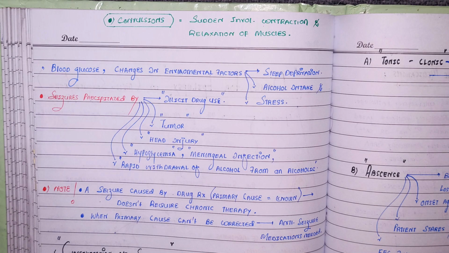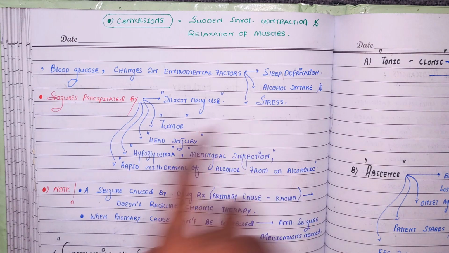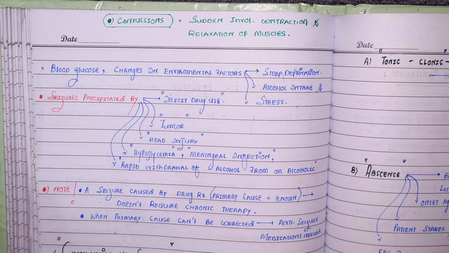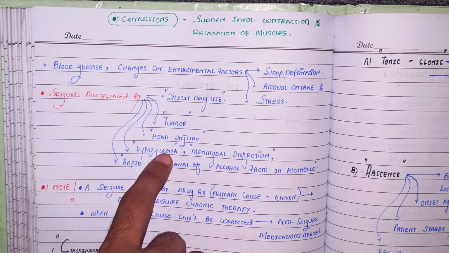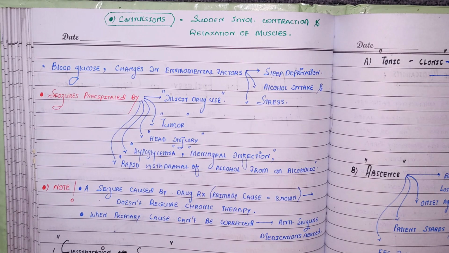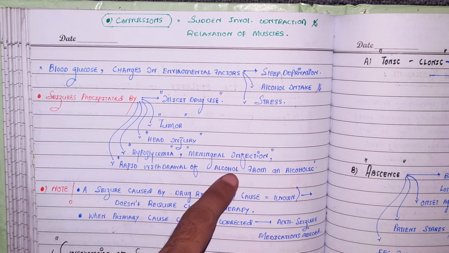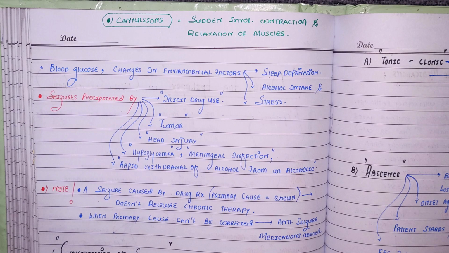Be careful if you have a bit of genetic risk, or you actually have epilepsy, then do not take stress, because it can actually trigger small foci in your brain, and you can have repeated seizures, repeated episodes. Okay, seizures can further be precipitated by illicit drug use, tumor in the brain, injury to the head, low sugar levels, infection of the meninges, rapid withdrawal of alcohol from an alcoholic.